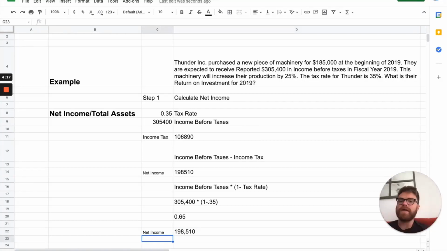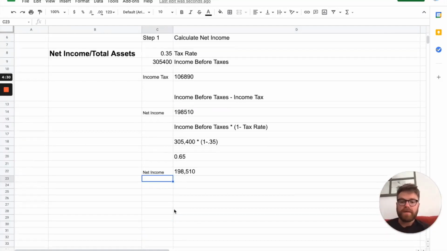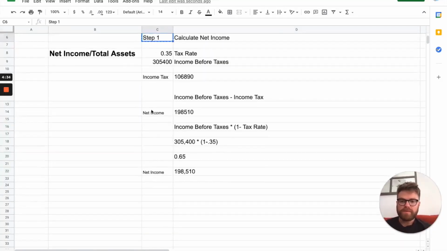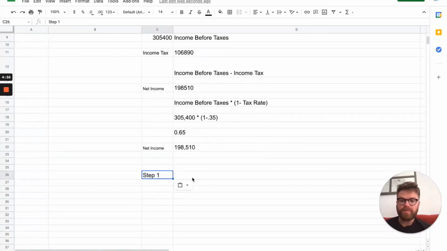So you see there's two ways to get to it. You can multiply it times the tax rate, then subtract it from income before taxes. Or you can just say income before taxes times 1 minus the tax rate. Either way. So that was step one. Step two is you calculate return on investment.